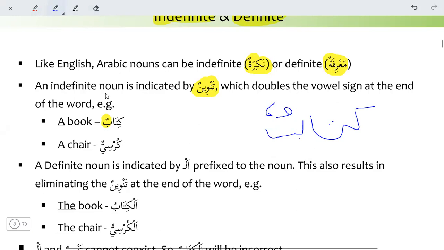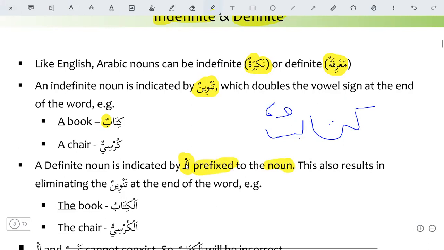How can we make a noun definite? A definite noun is indicated by alif lam. A definite noun is indicated by alif lam prefixed to the noun. This also results in eliminating the tanween.